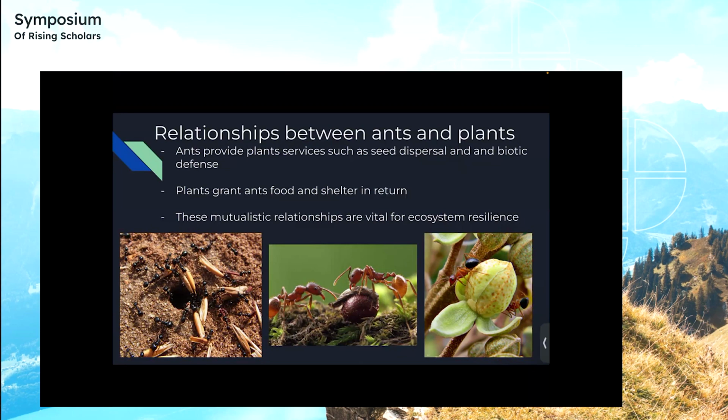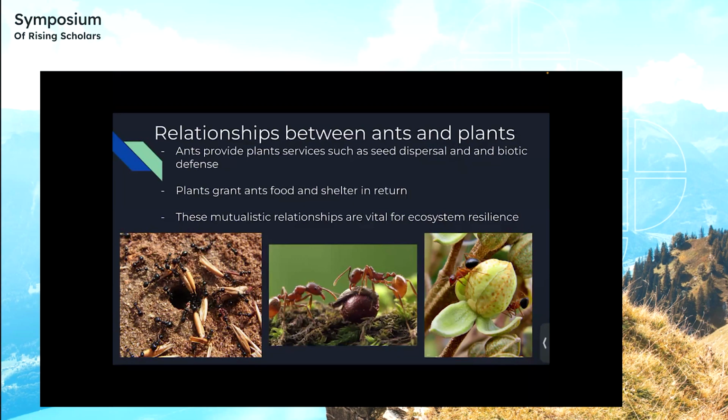Through relationships, ants provide plants with services in return for food and or shelter. For example, ants do seed dispersal. If you look in the middle image, you see ants dispersing a seed, and on the top of the seed there's a fleshy attachment, which is called an elaiosome. That essentially serves as a protein source for the ants. So what the ants will end up doing is they'll take the seed into their nest and eat the elaiosome, which provides the ants with a protein source, but also essentially plants the seed for the plant.